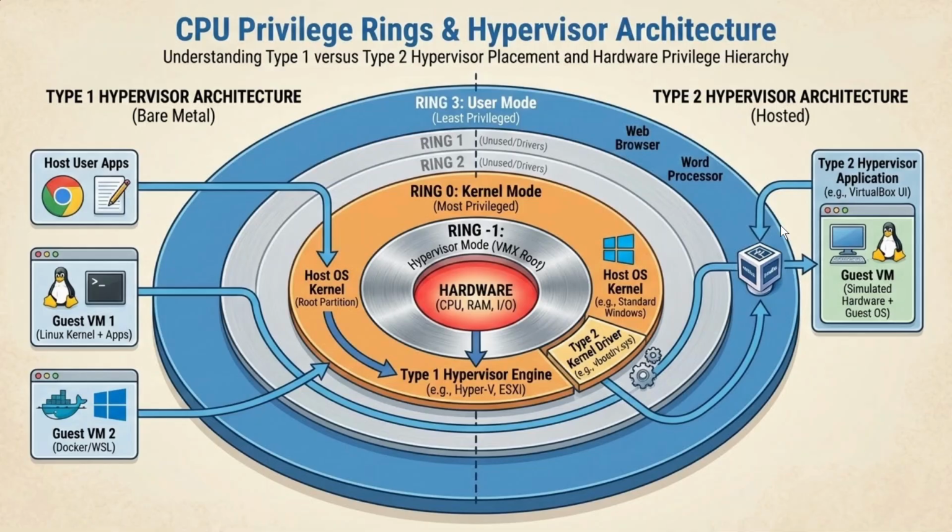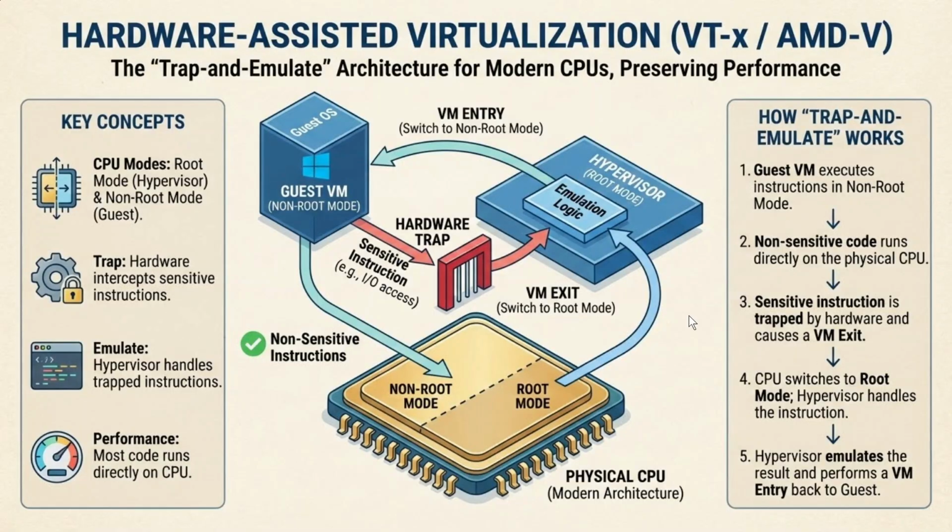Despite all of this, there is a very clever technique by which modern hypervisors preserve performance. It is called hardware-assisted virtualization. It uses the trap and emulate architecture to preserve performance while simultaneously keeping the system secure. Let's take a look. This is the trap and emulate architecture used in hardware-assisted virtualization.